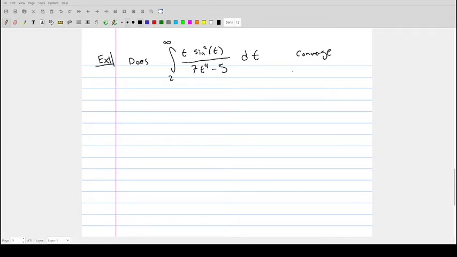So let's go through and see this for an example or two. For the first example that we'll consider, example 1, we'll look at: does the integral from 2 to infinity of t times sine squared of t over 7t to the 4th minus 5 dt converge or diverge?